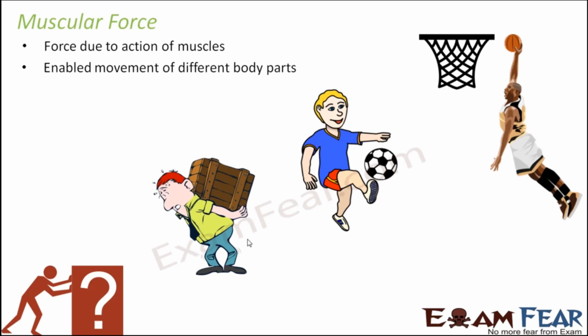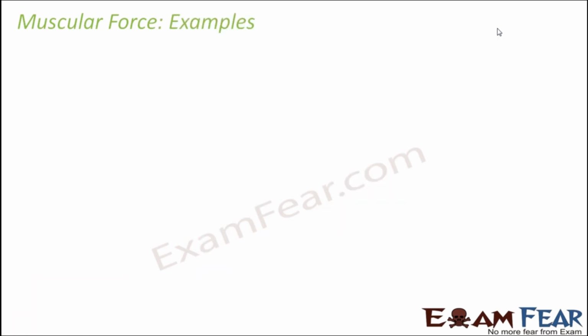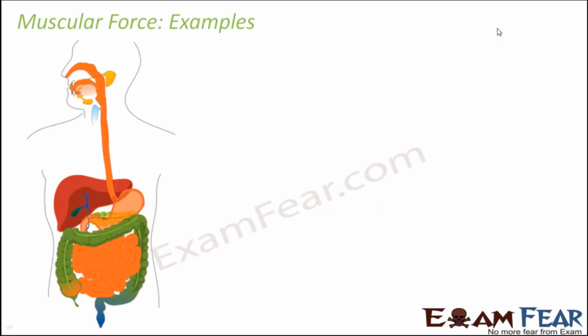If you look at each of these examples, you see that in all of them, the body part is always in contact with the object. Here, your hands are in contact with the object. Here again, your hands are in contact with the object. Here again, the leg is in contact with the object. Here the ball again is in contact with your hand. So the body part is always in contact with the object, and that is why this type of force is a contact force. So this is muscular force. Let us look at some more examples of muscular force.